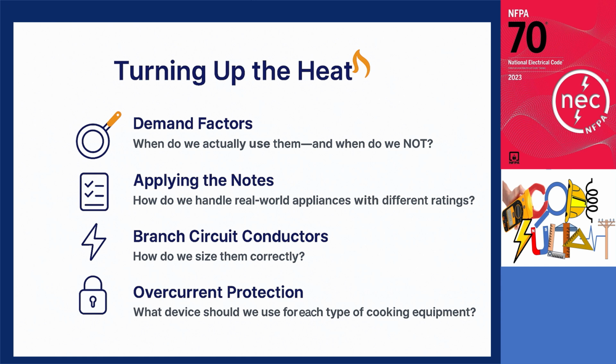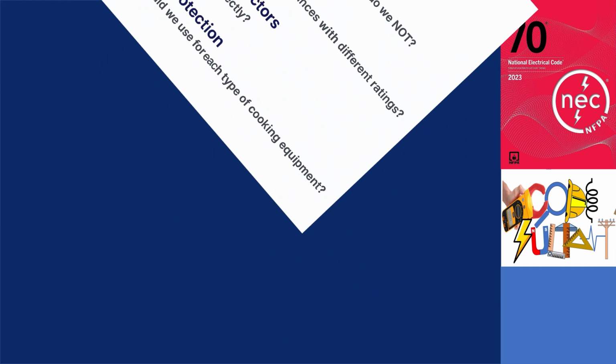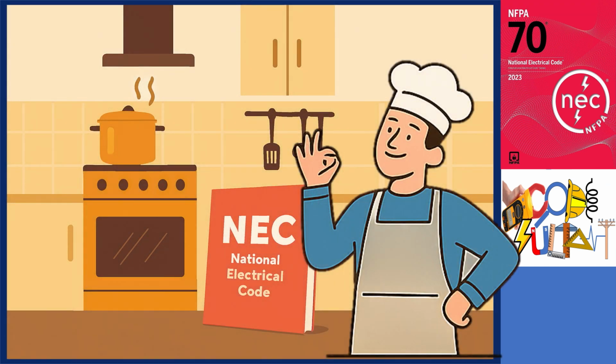How do we apply the notes to real-world appliances with different ratings? How do we size the branch circuit conductors correctly? And what overcurrent protection device should we use for each type of cooking equipment? All of these will be tackled in the following cooking sessions, as we carefully season each note with practical examples.